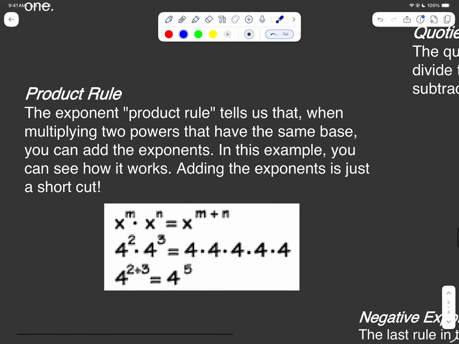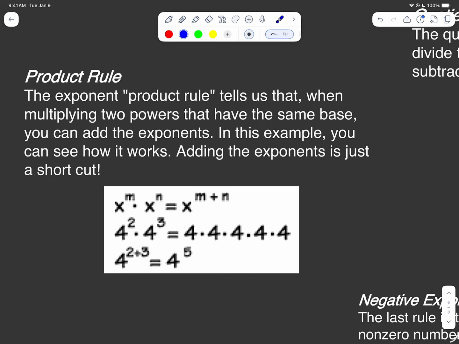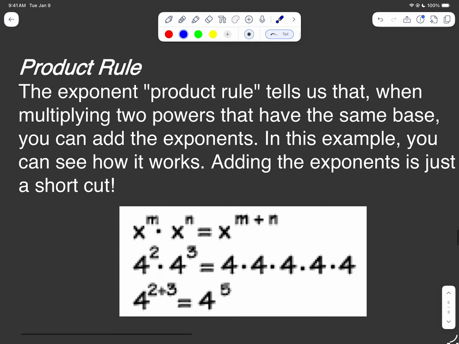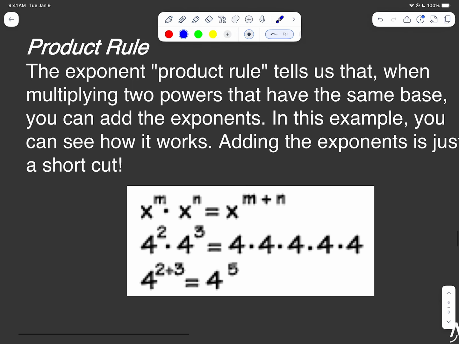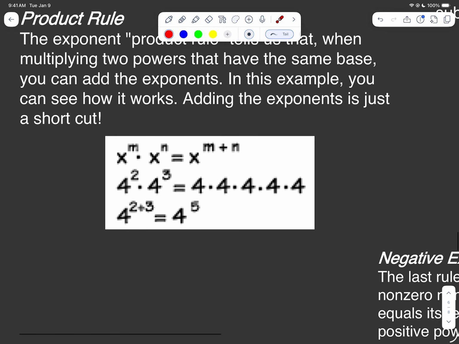Next, let's look at the product rule. If we're multiplying powers and we have the same base, that's very, very important. The base has to be the same. Then we add the exponents. So let's say we had 2 cubed times 2 squared. Let's check the base. The base is the same. So we're going to add the exponents. That becomes 2 to the 5th.